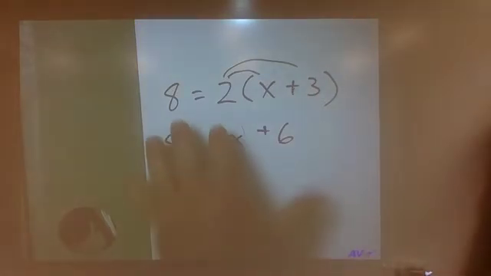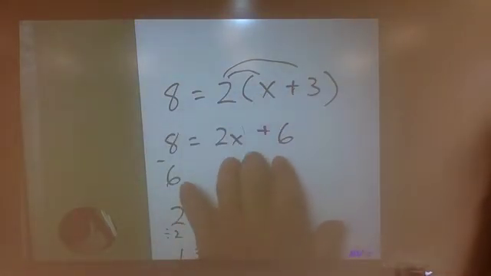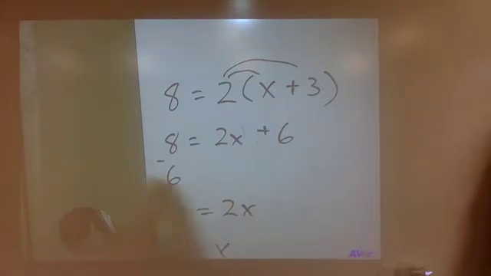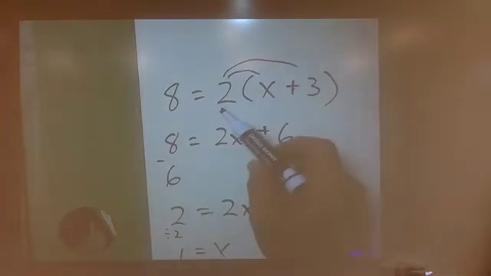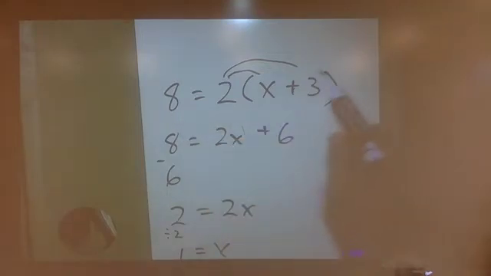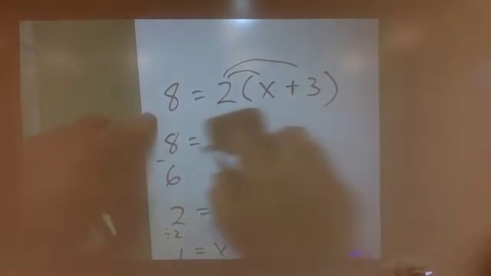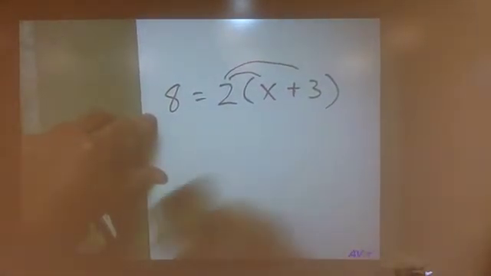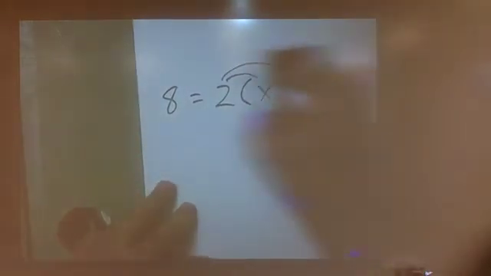So you can distribute first, turn it into a 2-step equation, subtract 6, divide by 2. Or you could divide by the coefficient of that quantity, get 8, and then get 4, and then subtract the 3 and get 1, like I did the first time. So 2 different ways to do that. You can distribute and then start solving for x, or you can move that first.